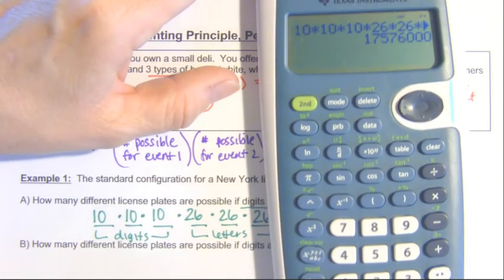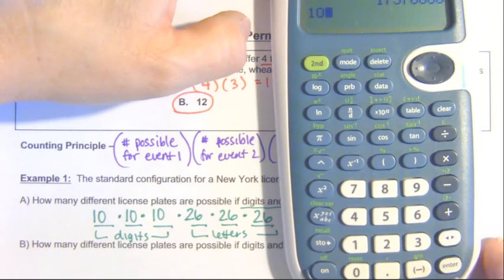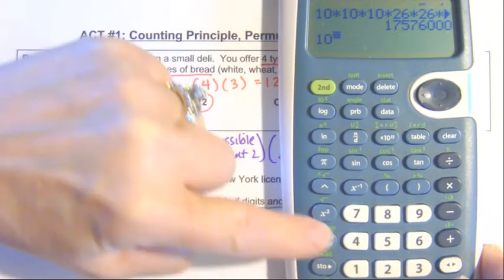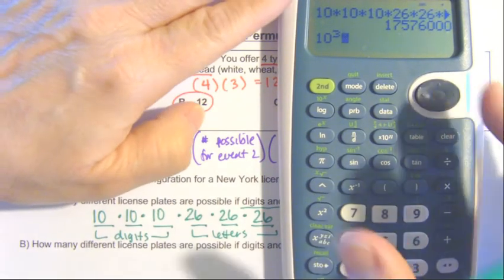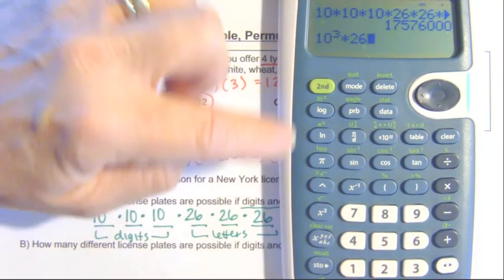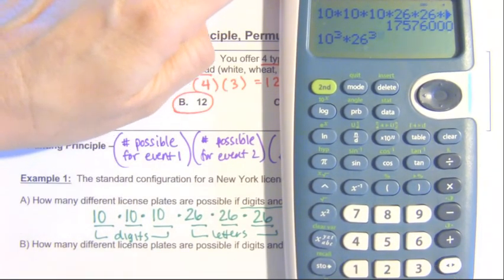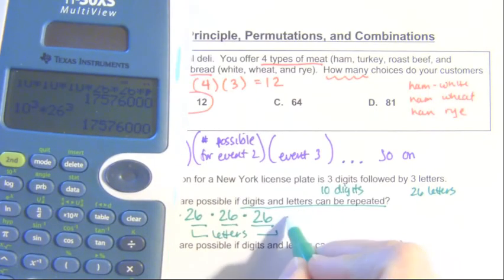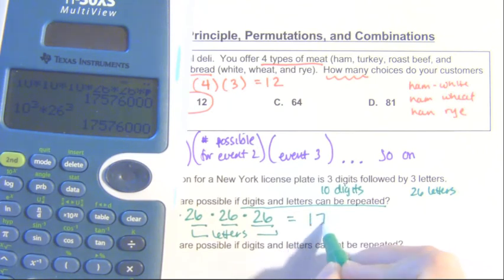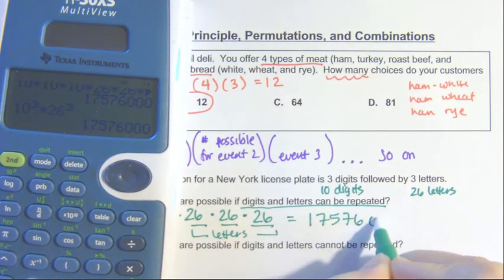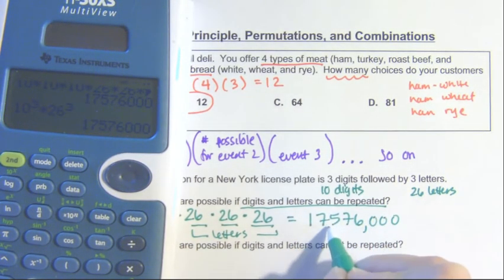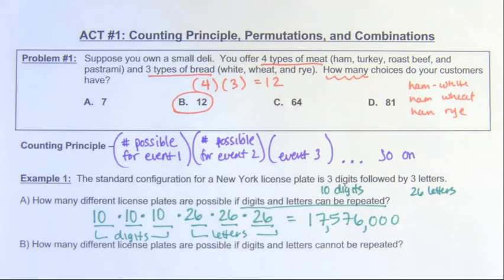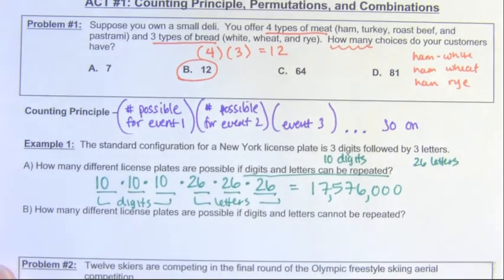Now keep in mind, you could have also used your exponent button, that caret button: 10 to the 3rd, because there's 3 of them, times 26 to the third. So that might be quicker for some of you guys. And then you just write down that number. Be careful that you get all of them. 17,576,000. All right, next one.